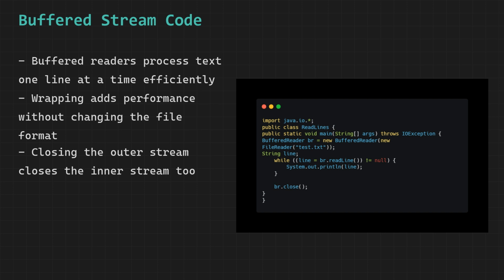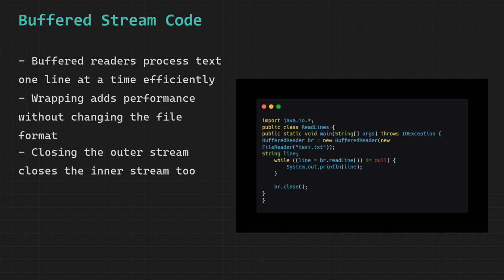We declare a string variable called line to hold the text returned by each readLine call. Then we enter a while loop. On each iteration we call br.readLine, which reads all the characters up to the next line break and returns them together as a single string. This is far more convenient than reading character by character because you get a complete line of text with one method call. The loop condition checks whether the returned string is null.